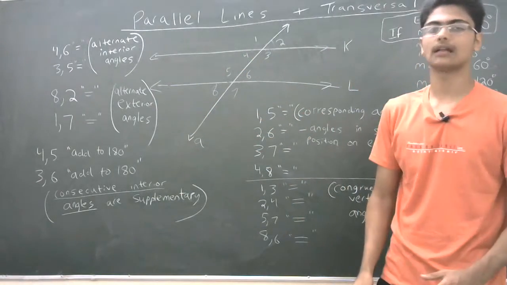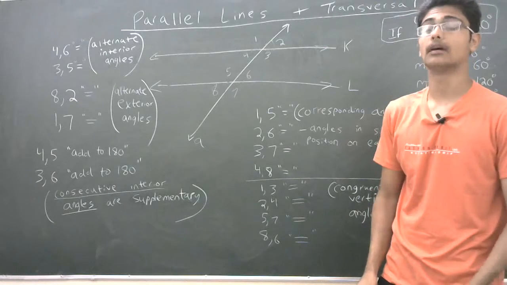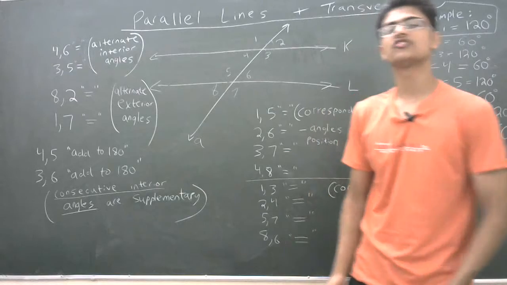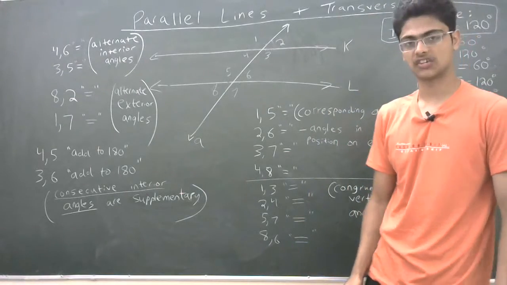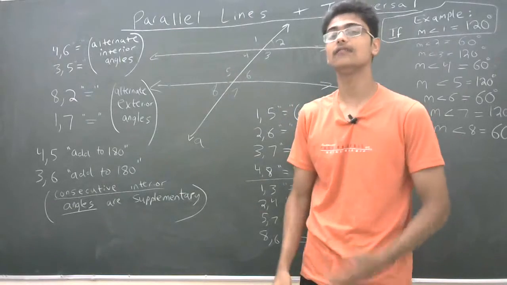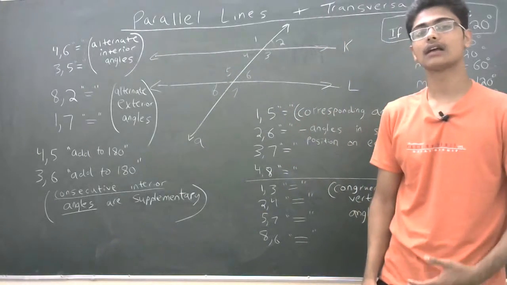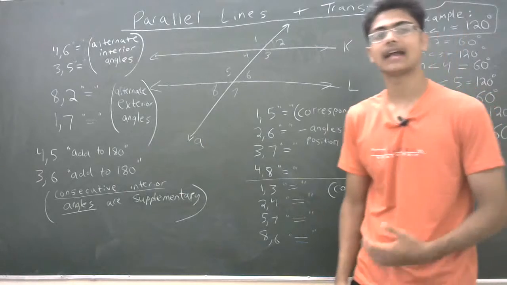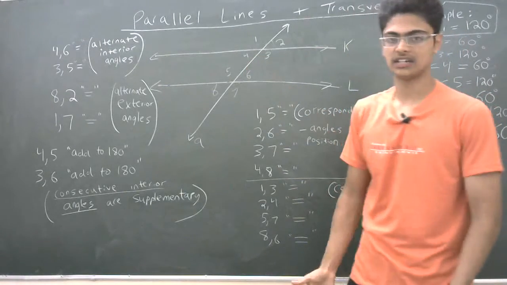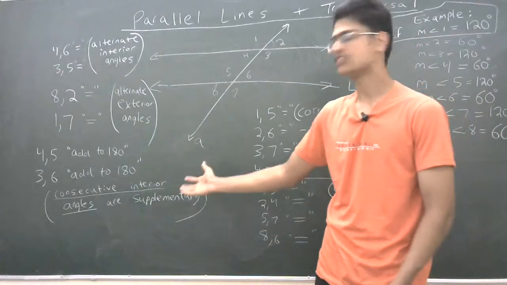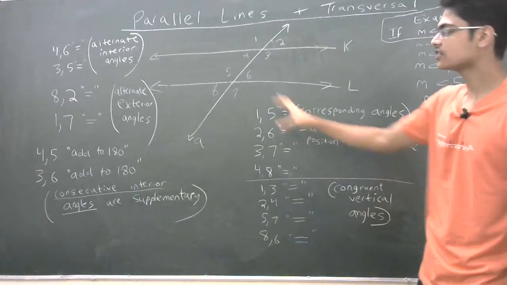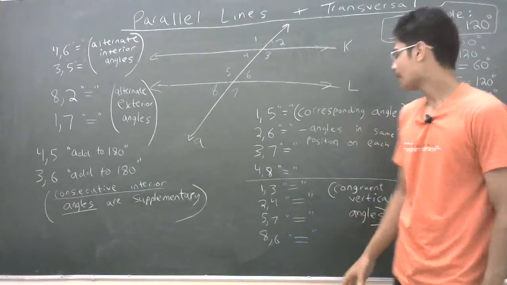Now, there are some angles that are not congruent, but they're supplementary, which in the previous lesson I said are angles that add up to 180 degrees. So angles 4 and 5 are known as consecutive interior angles, and these angles are supplementary, which means that they add up to 180 degrees. So 4 and 5 add up to 180 degrees, therefore these are consecutive interior angles, as well as 3 and 6. So these are some basics that you should know.